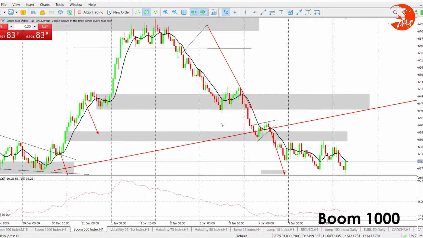So that leads us to go to another asset, which is Boom 500.